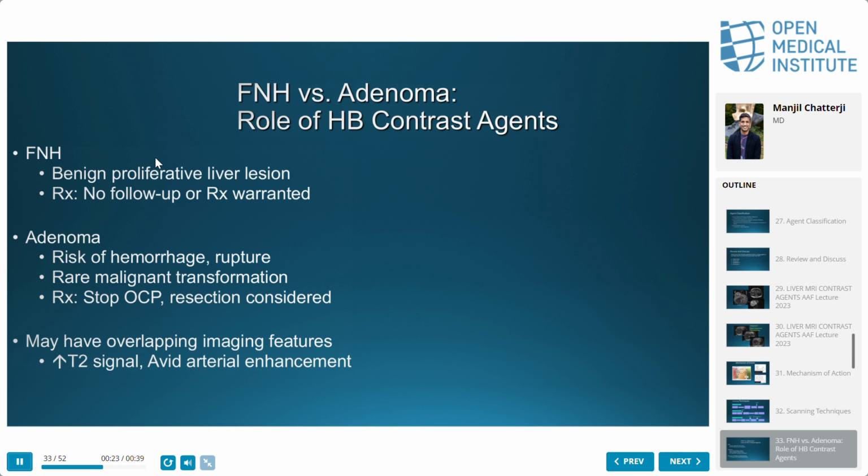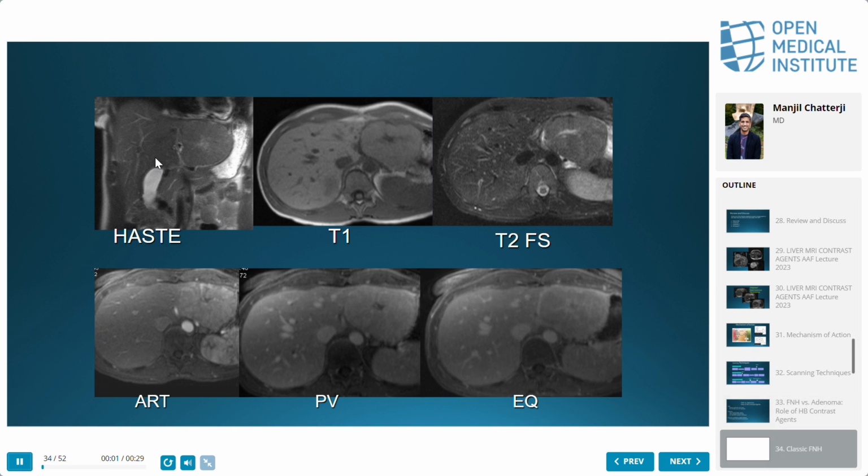Some adenomas will take up Eovist. Do you remember I showed in my case presentation how different it looks between the appearance of Eovist retention with an adenoma, which is sort of stippled, and the FNH, which is really bright? So you can kind of think of it. And they may have overlapping imaging features. So here's a good example.